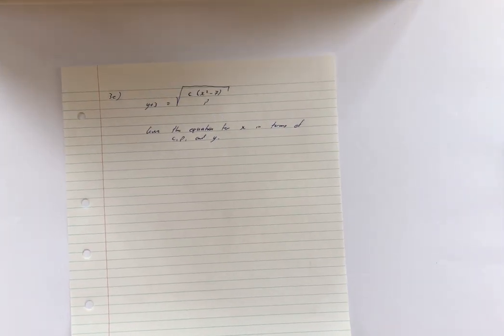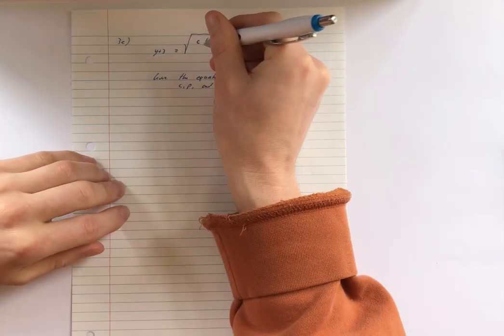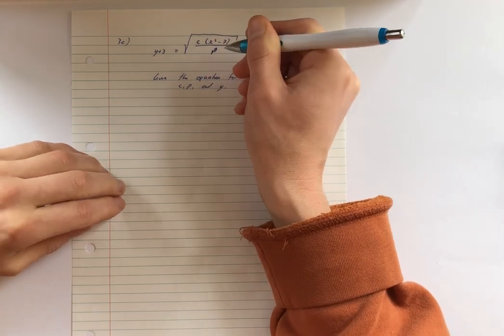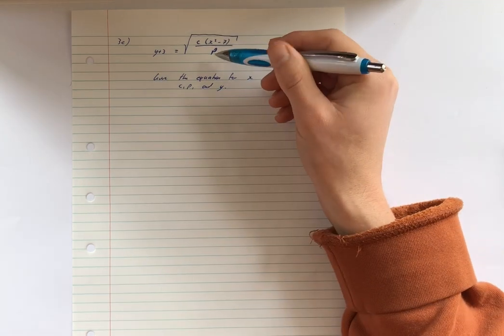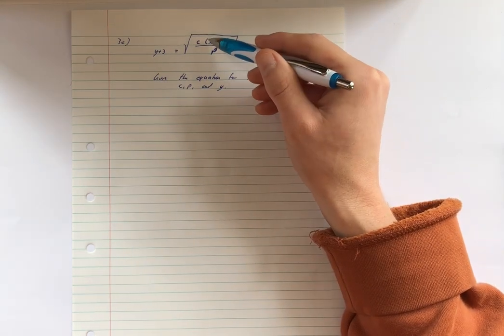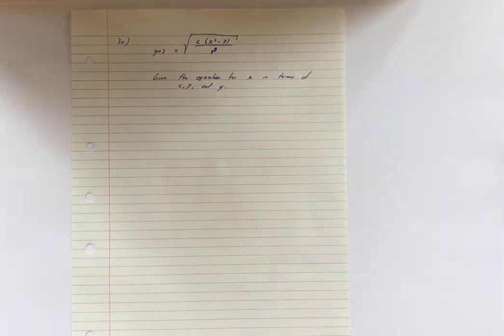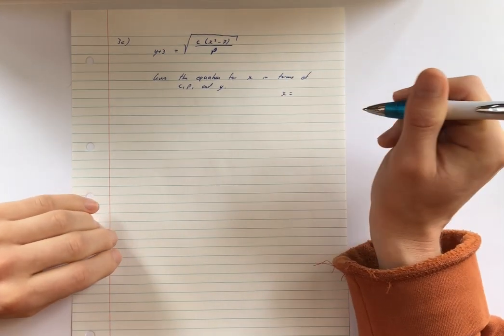I think this is the last question. So it looks like a pretty awful rearrangement problem. Okay, first of all I've missed that line there, it's a fraction. So we have y plus 3 is equal to the square root of c times, in brackets, x squared minus 7 all over p. So lots going on. Basically give the equation for x in terms of c, p and y. So we basically want to have x equals.